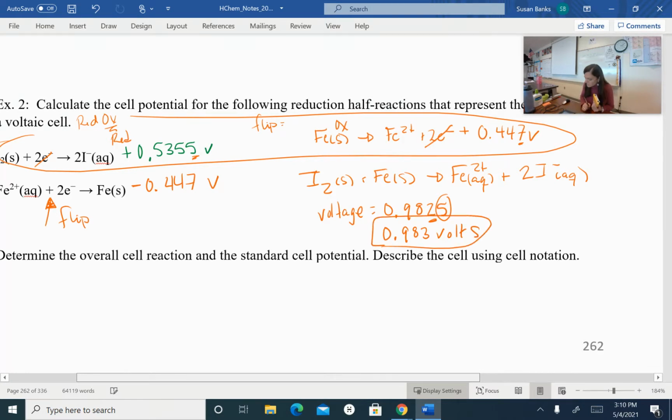on that cell. Okay? So that is how we determine how electrons are flowing. That is how we determine what's coming and going, what's being oxidized, what's being reduced.